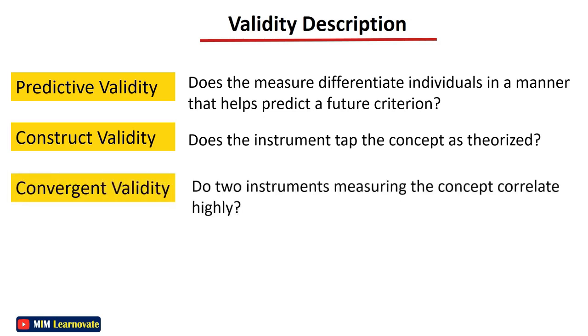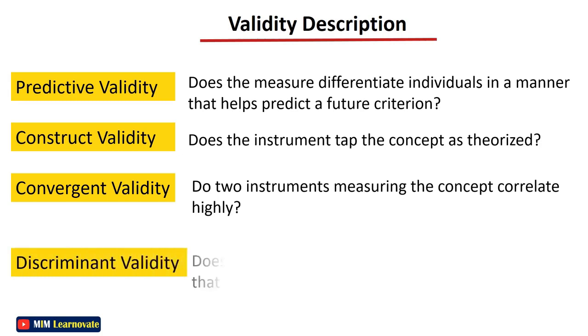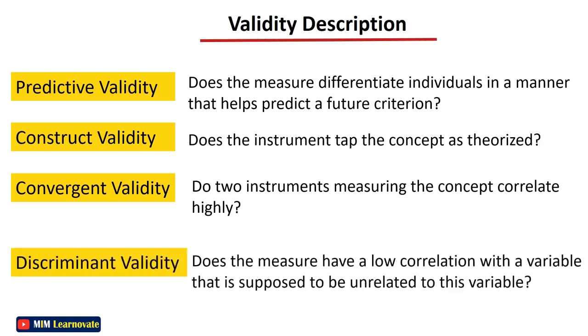Do two instruments measuring the concept correlate highly? Discriminant validity: does the measure have a low correlation with a variable that is supposed to be unrelated to this variable?